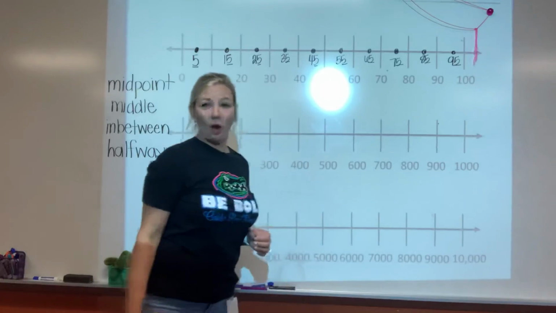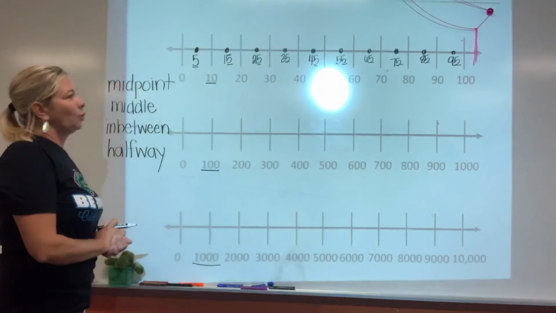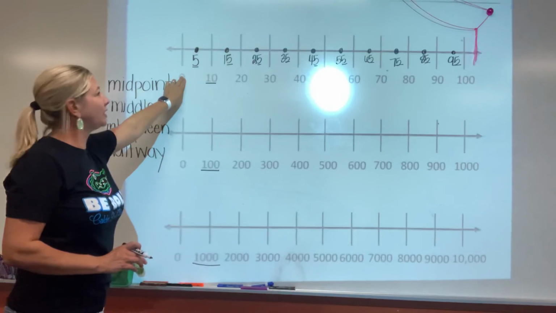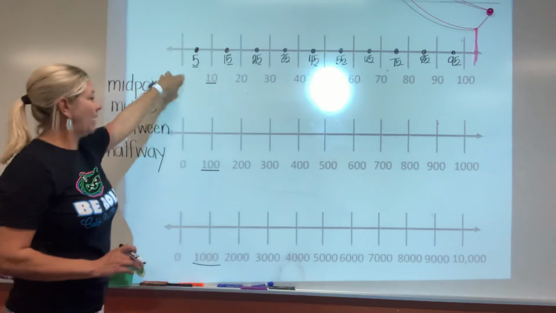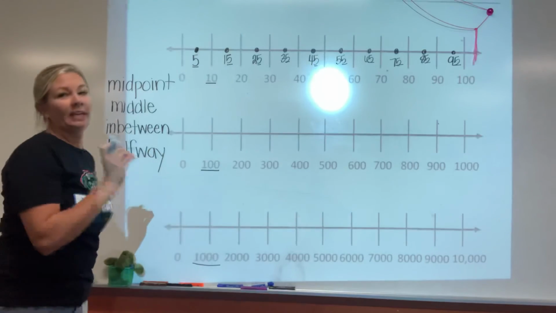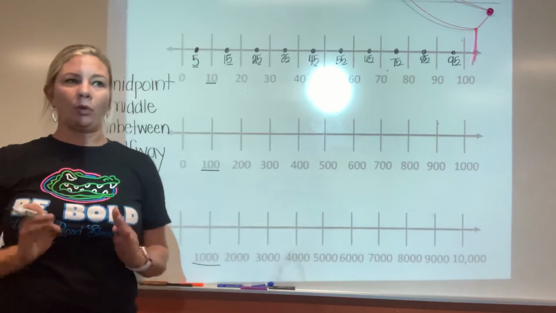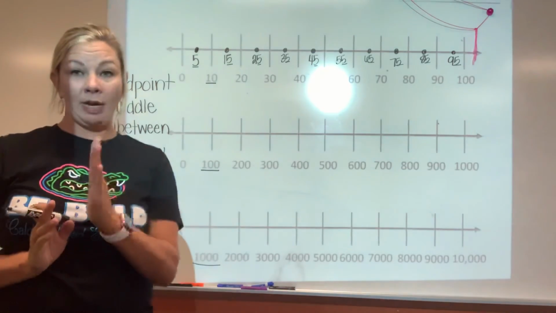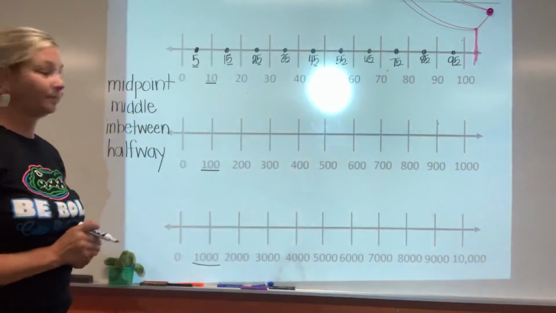That's something that they all have in common. All right, so we have found the midpoint, or the number that's in the middle, on our tens number line. Now let's go to the hundreds number line. If 5 is the midpoint between 0 and 10, I'm going to give you a few seconds to think about what number would be in the middle or halfway between 0 and 100.